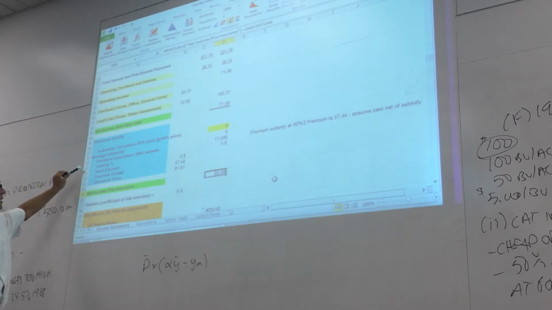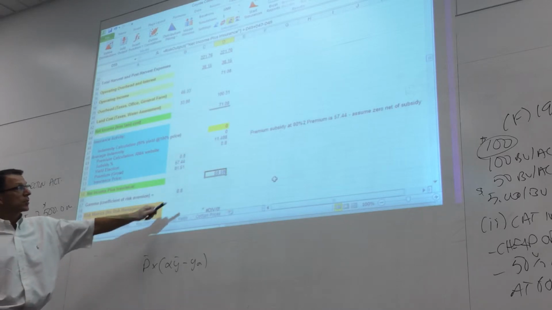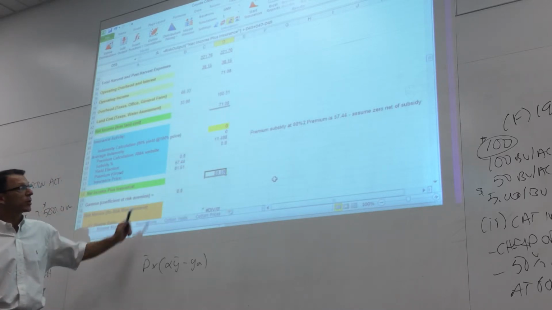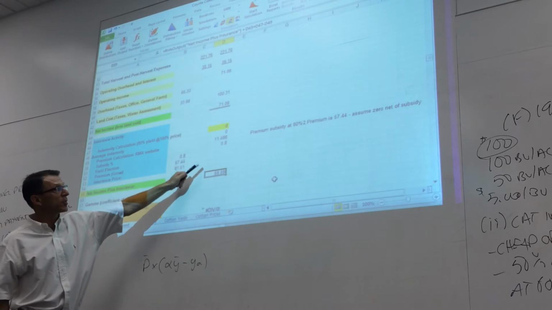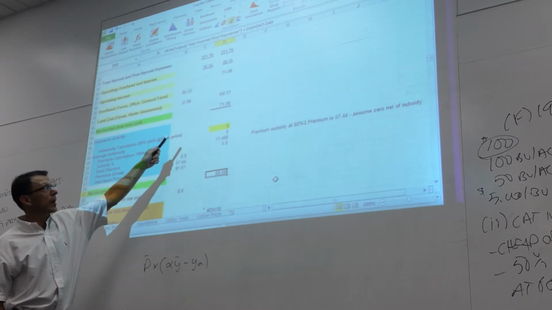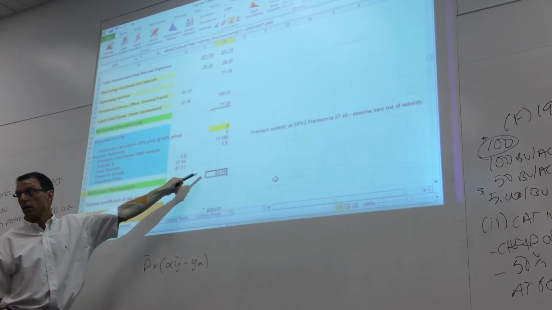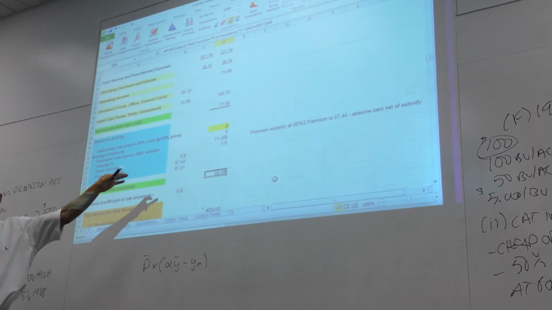Minus D49. D49 is our premium. So our net income after insurance is before insurance plus the indemnity minus the premium. And this is our insurance after. Notice that I haven't simulated it yet. So this is just taking our regular income, subtracting the premium at this point. So that's why it looks so bad.